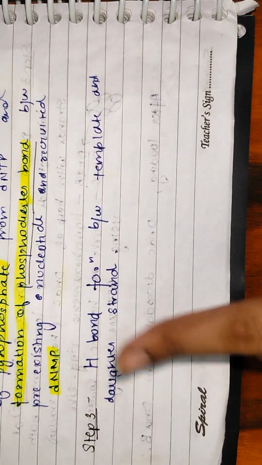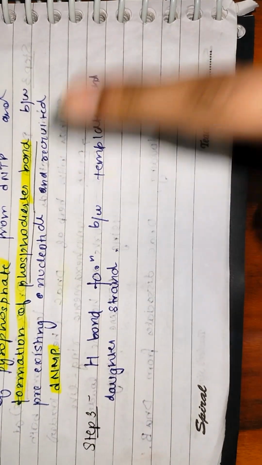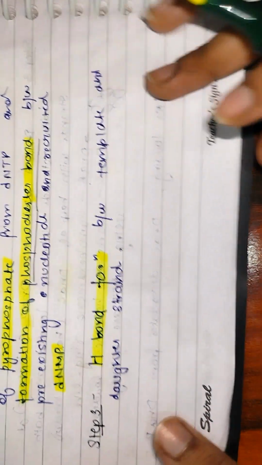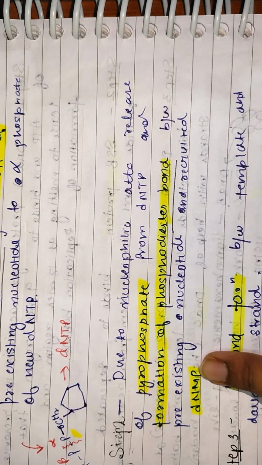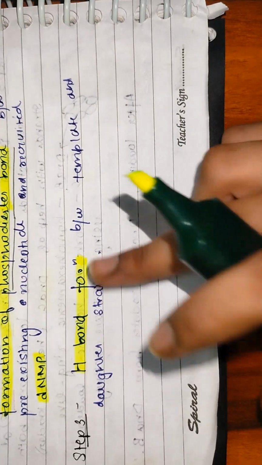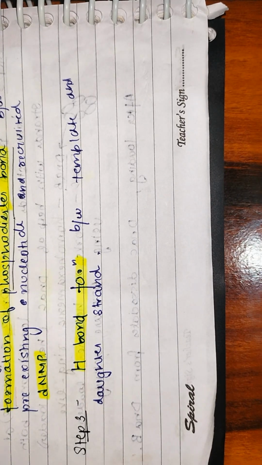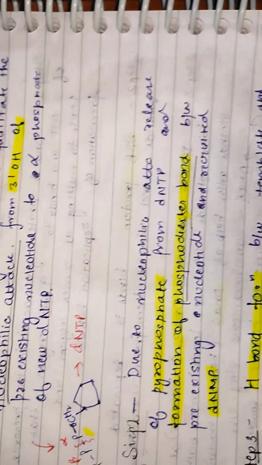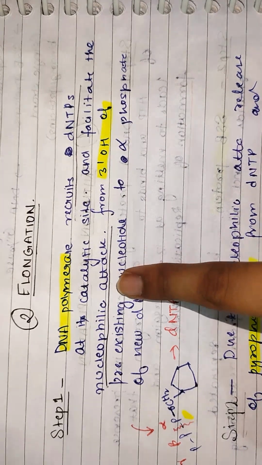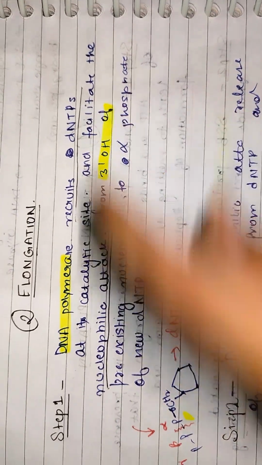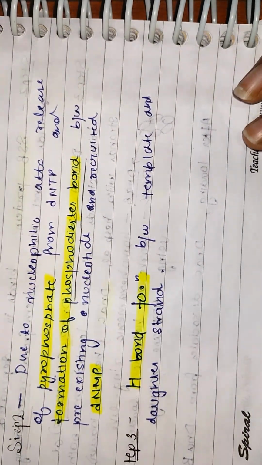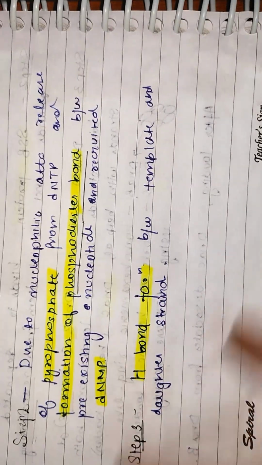Because 2 phosphates are already released. Step 3, there will be a hydrogen bond formation between the template and the daughter strand. So once the newly recruited dNMP is incorporated inside the newly synthesized DNA, there will be a formation of hydrogen bond between the template and the daughter strand. So this is the process of elongation, in which first DNA polymerase will recruit dNTP and there will be a formation of phosphodiester bond, and after that there will be hydrogen bond formation.